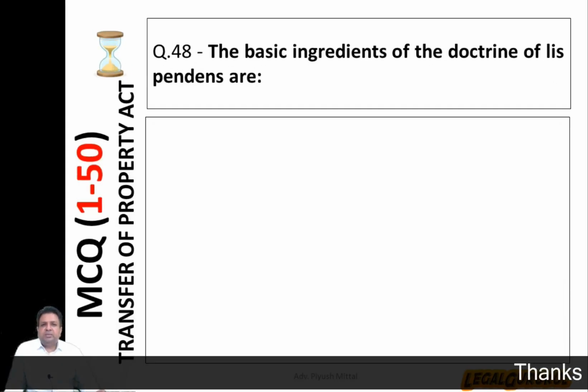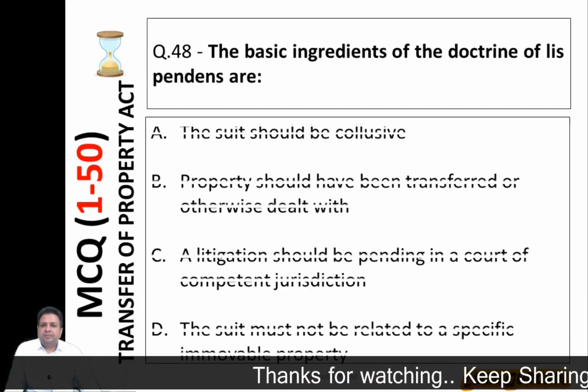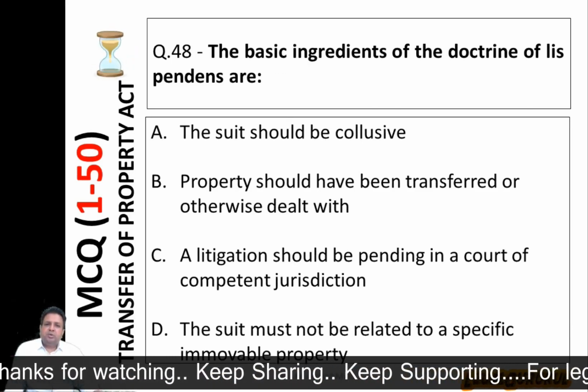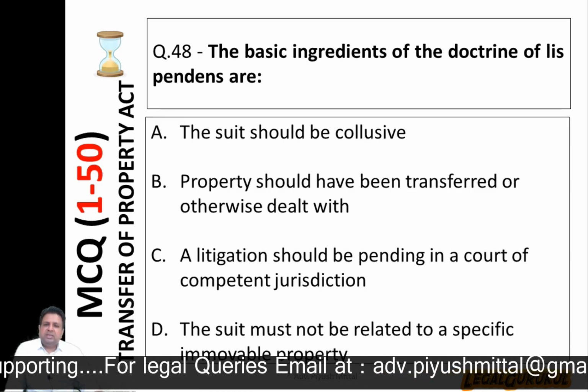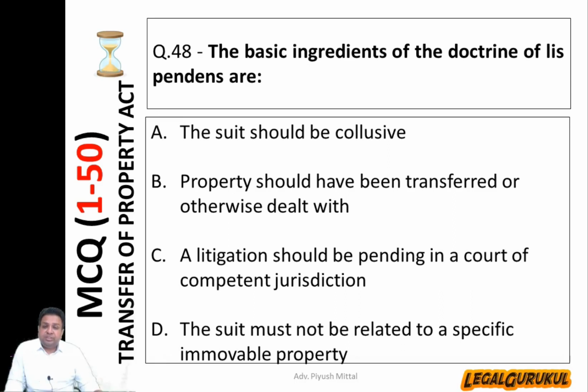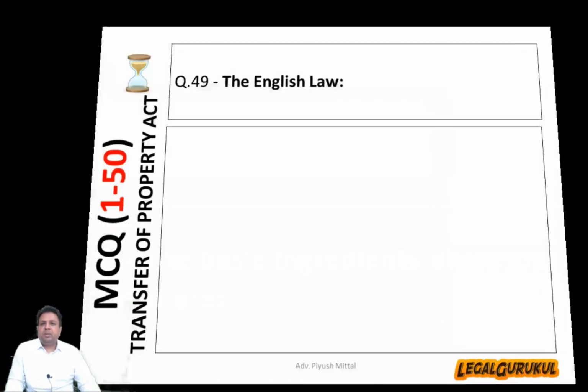Question number 48. The basic ingredients of the doctrine of lis pendens are A. The suit should be collusive, B. Property should have been transferred or otherwise dealt with, C. A litigation should be pending in a court of competent jurisdiction, D. The suit must not be related to a specific immovable property. And the correct answer is C. A litigation should be pending in a court of competent jurisdiction.